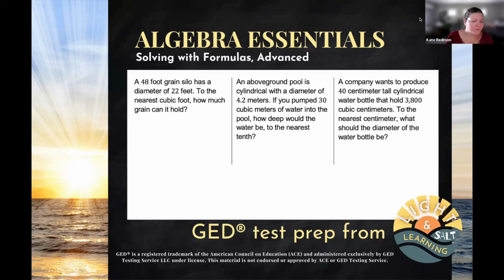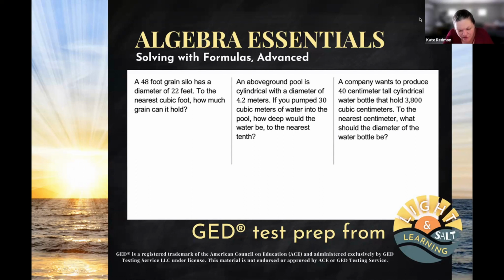Let's take a look. It says a 48-foot grain silo has a diameter of 22 feet. To the nearest cubic foot, how much grain can it hold? So if you're not familiar with a grain silo, that's going to make this problem a little tricky. Like, we're definitely talking about a 3D shape, right? Because we're saying how much grain can it hold, but what 3D shape? There's a big clue in this problem.